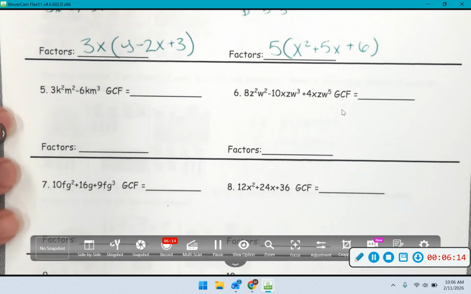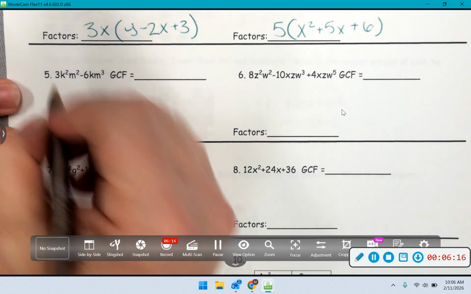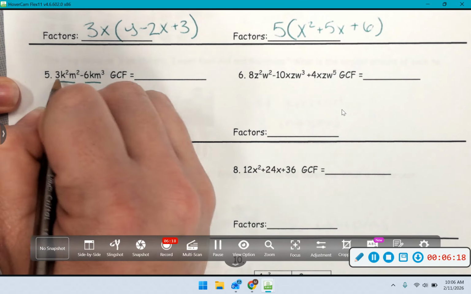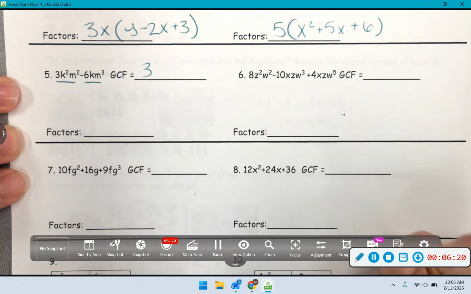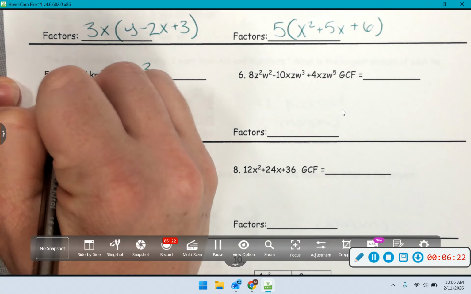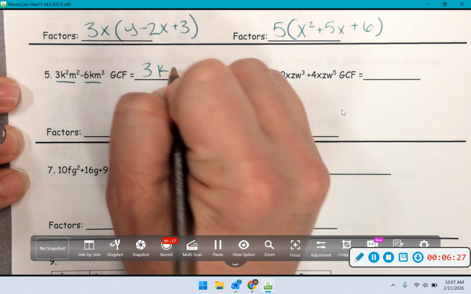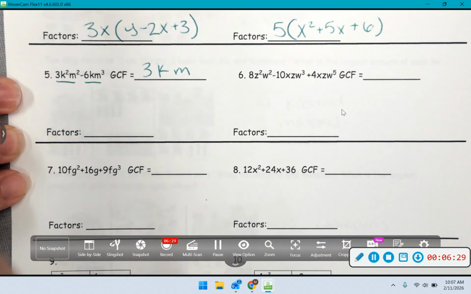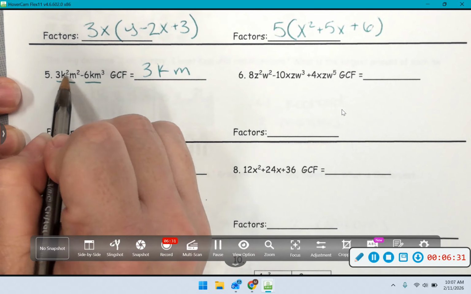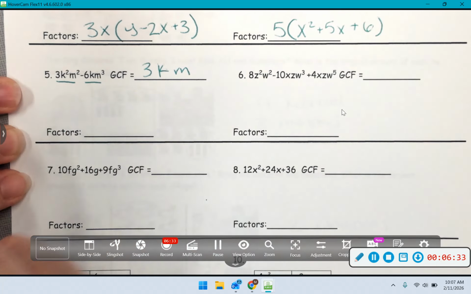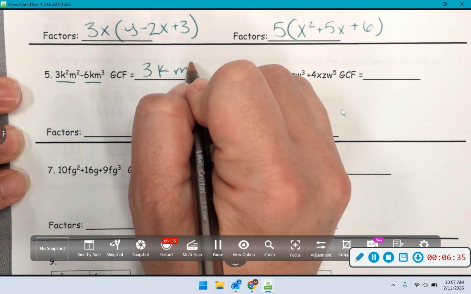Okay, looking at number 5, same concept. We have 2 terms. 3 does go into 6, so 3 is my GCF. I have k squared m squared, and then km cubed. So they both have a k and they both have an m. So I'm going to take a k and I'm going to take an m. But now we have to figure out how many. This has 2 k's, this has 1, so I can only take 1. This has 2 m's, this has 3, so I could take 2.